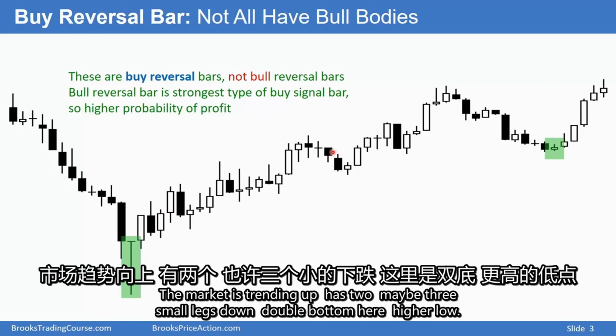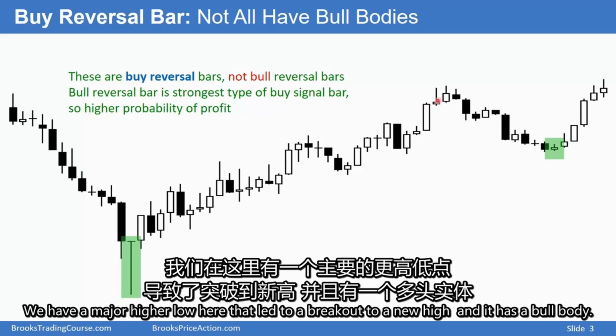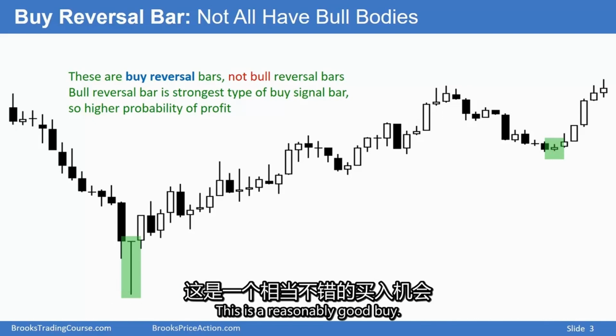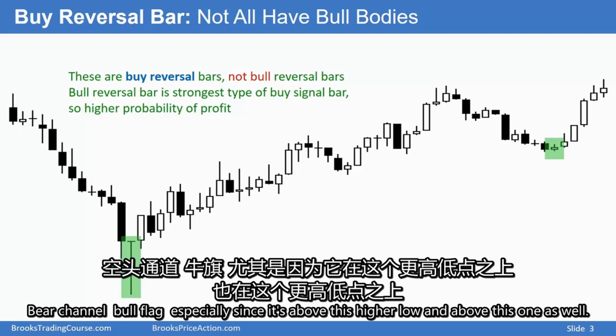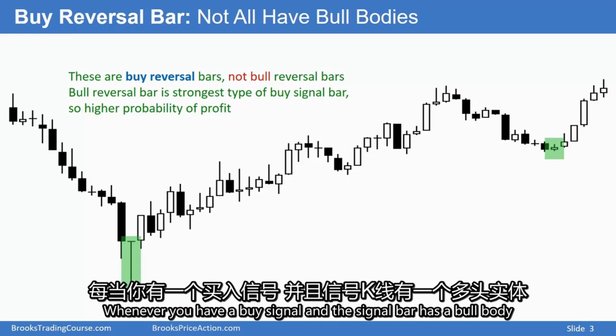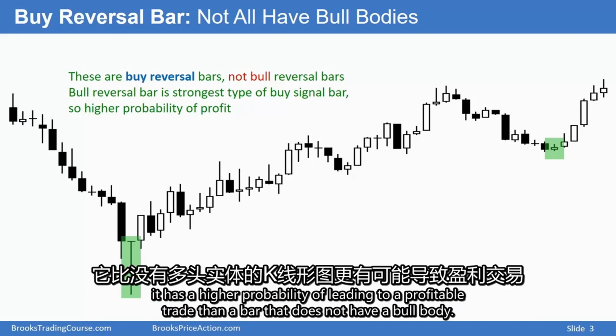And here's another example. The market is trending up, has 2, maybe 3 small legs down, double bottom here, higher low. We have a major higher low here that led to a breakout to a new high, and it has a bull body. This is a reasonably good buy. Bear channel, bull flag, especially since it's above this higher low and above this one as well. Whenever you have a buy signal and the signal bar has a bull body, it has a higher probability of leading to a profitable trade than a bar that does not have a bull body.